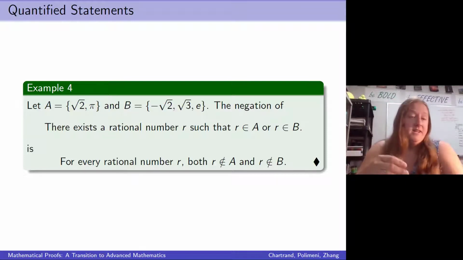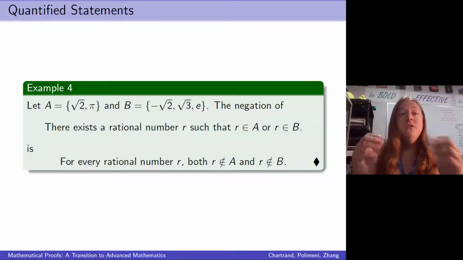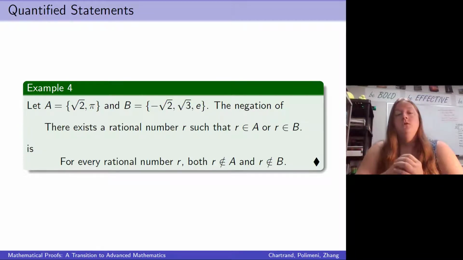So the negation of an existentially quantified statement, we're going to be creating a universally quantified statement. So we take our universal quantifier for every, we keep our domain the same, rational numbers, and then we're going to negate the open sentence. So our open sentence before was R is in A or R is in B. So that was a disjunction.